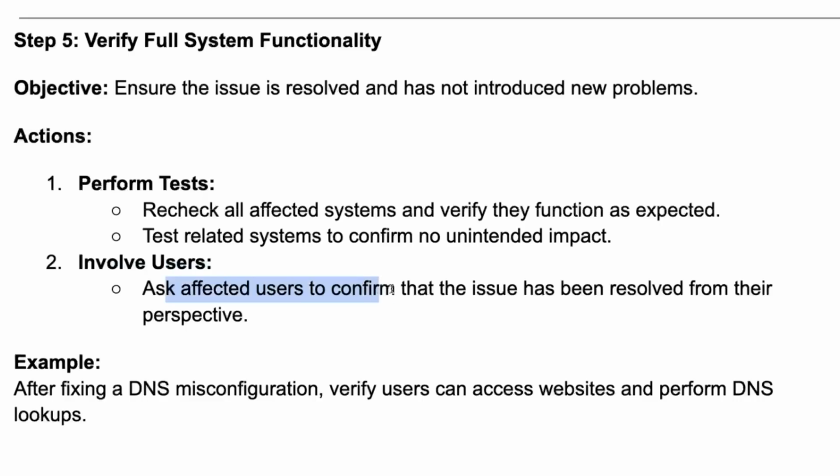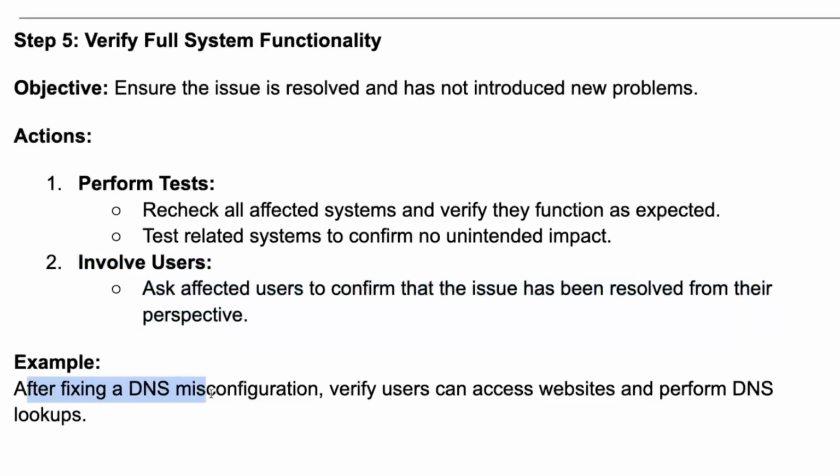And then you would involve users. So ask the affected users to confirm that the issue has been resolved from their perspective, and that the things they were originally trying to do that they couldn't do, they can now actually do, right? It kind of goes hand in hand. You would do your tests on your end, and then you would ask the users that originally reported this problem to also run tests and confirm that all the things they need to access, they can actually access.